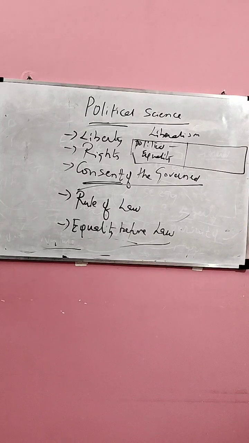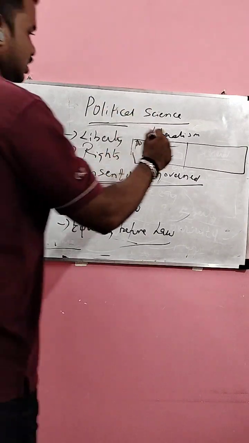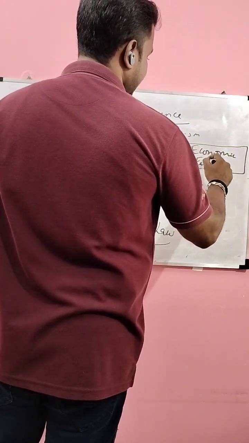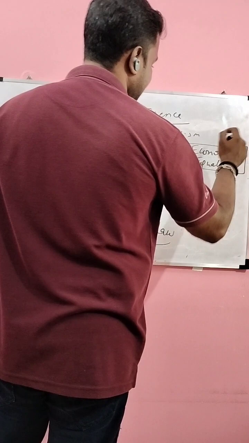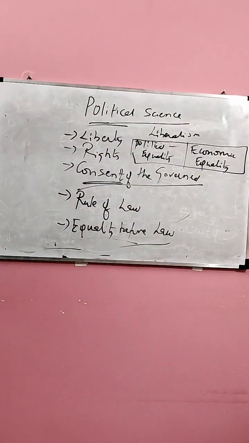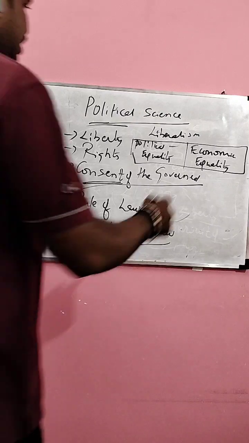So they accept political equality, but they do not accept economic equality. Economic equality is not desirable according to liberalism. Later, liberals started accepting economic equality to a certain degree, but in principle, liberalism is against economic equality. It supports only political equality. Okay, so economic equality is not accepted.